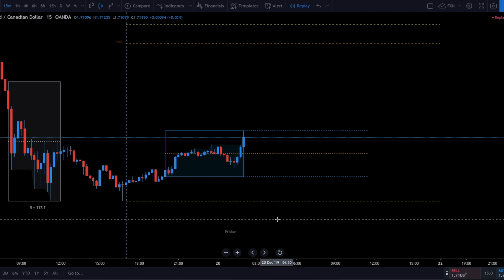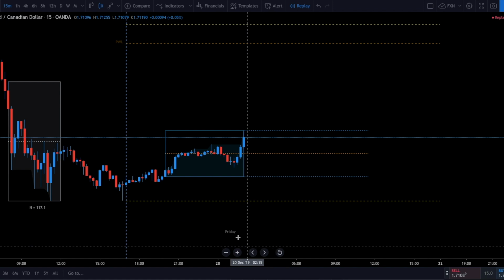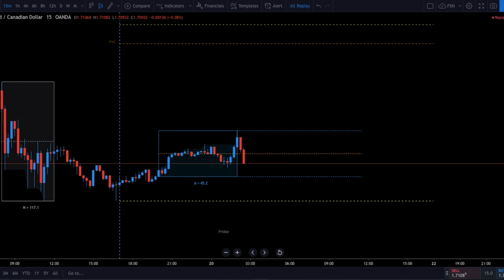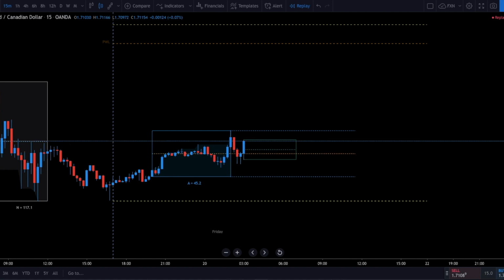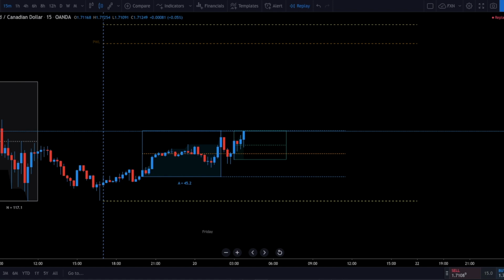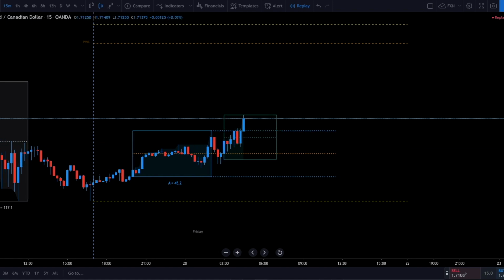And I'm going to show you some really good examples of what they look like and what they should not look like. So this first example here, let's go ahead and play this out so you can see what we're dealing with. Right here we have a 45 pip range so far for the Asia, right? You can see that price comes out, goes right to the middle, gets denied, and starts to work its way back up. Now I want you guys to pay attention here to what happens.